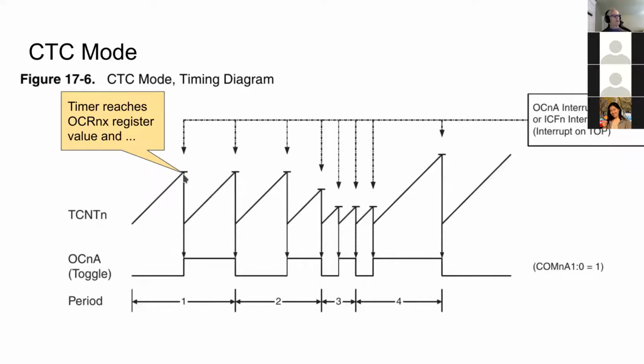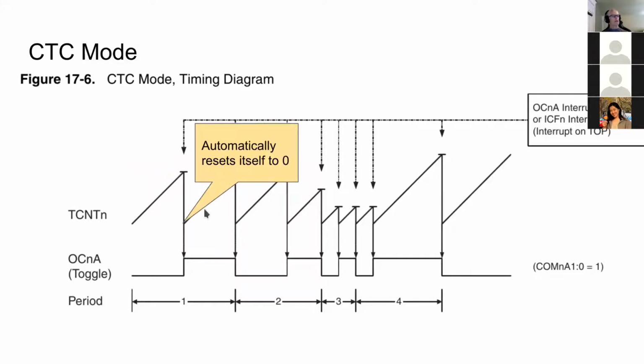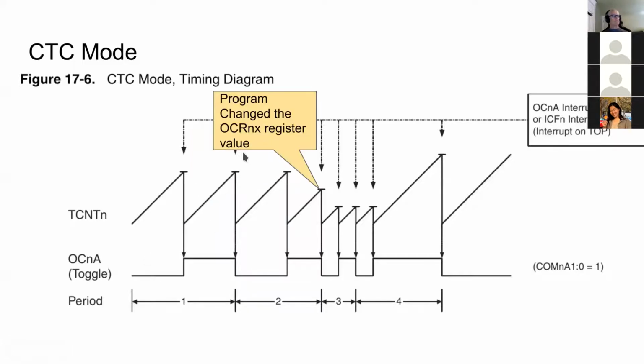So what this means is that the timer reached the value in the output compare register, and that's indicated by this little horizontal line. And then it automatically resets itself to 0 when that event occurs. And then here, somebody changed the register value with their code. And so they set it to a lower number. So now the timer reaches that point sooner. But the same thing happens, it resets to 0. So we can make it go faster.